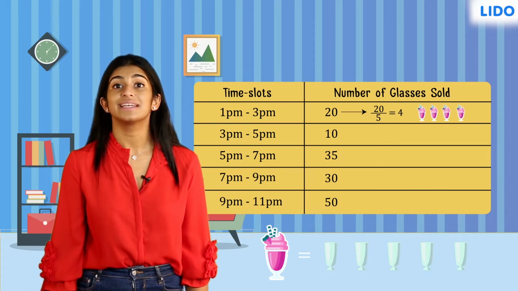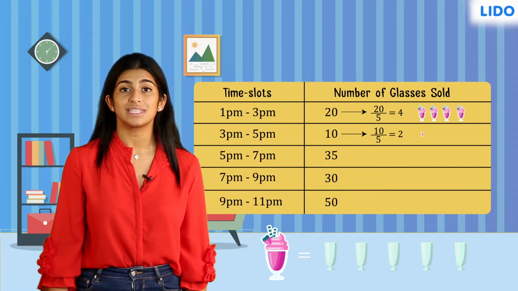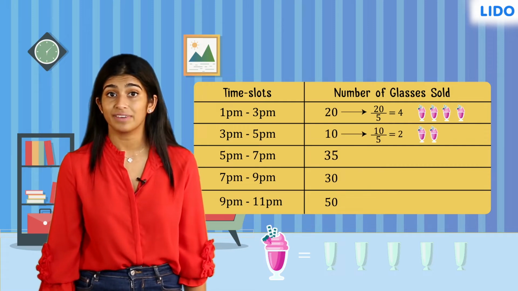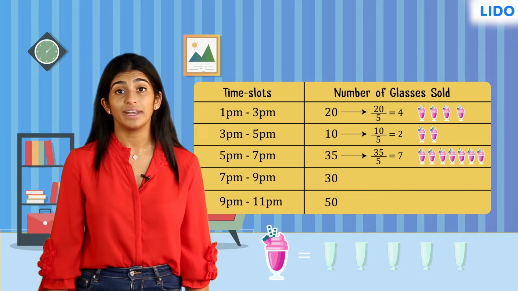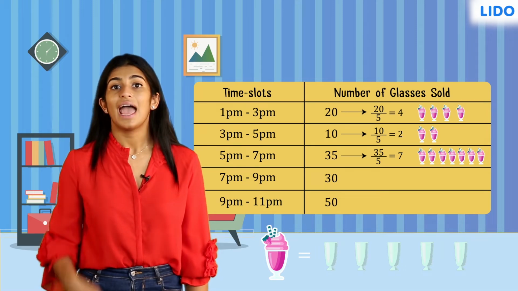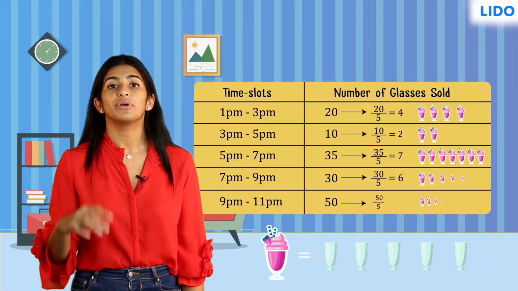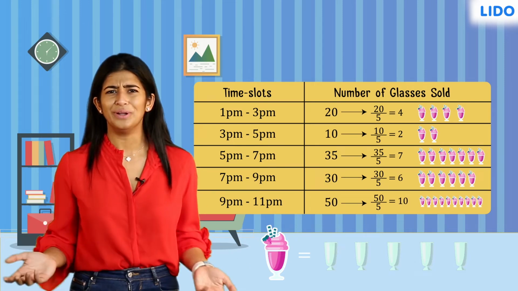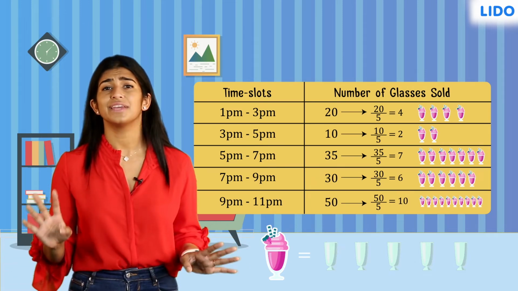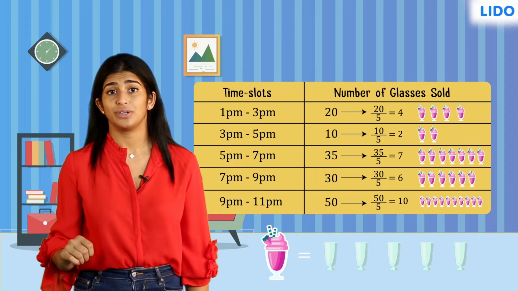Similarly, to represent 10 glasses, we'll put 2 stickers. To represent 35 glasses in the slot, we'll put 7 stickers because 35 divided by 5 equals 7. And for the next 2 slots, we will put 6 and 10 stickers respectively. Doesn't this look cool? I can so easily relate the data through this representation.